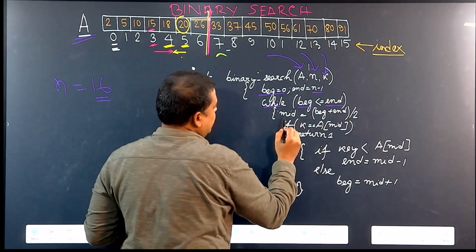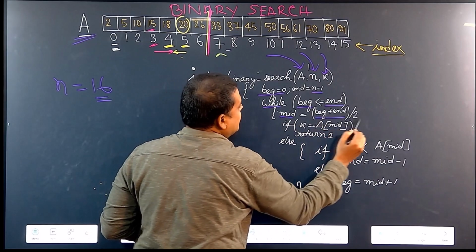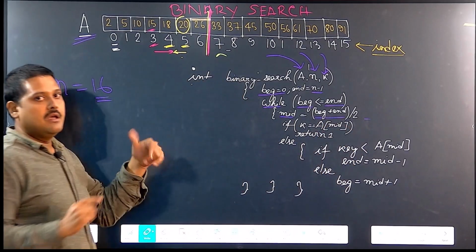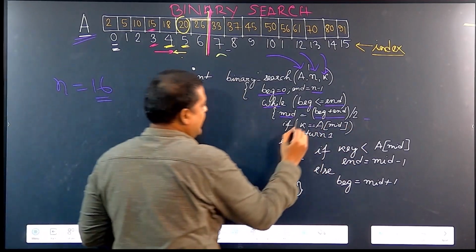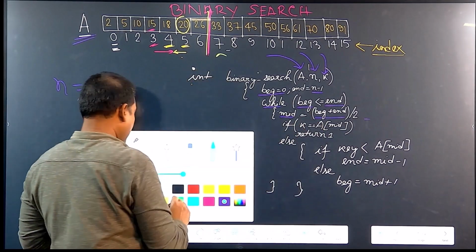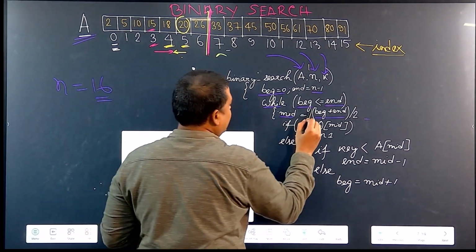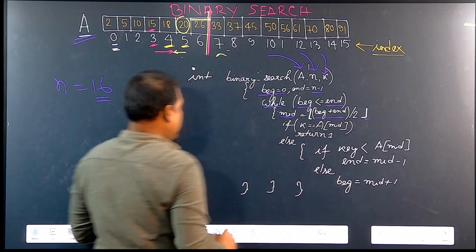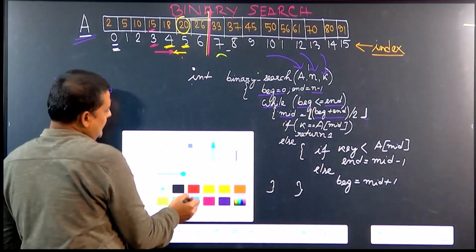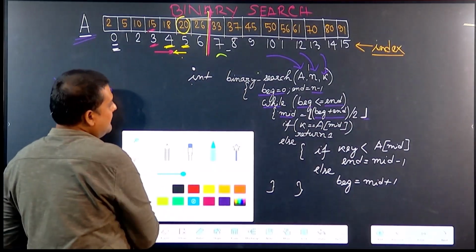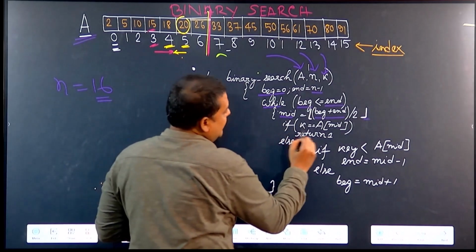First task: mid is begin plus end divided by 2, and we are finding its floor value. Definitely we will find its floor value. Now what? We will check if the key is A of mid.